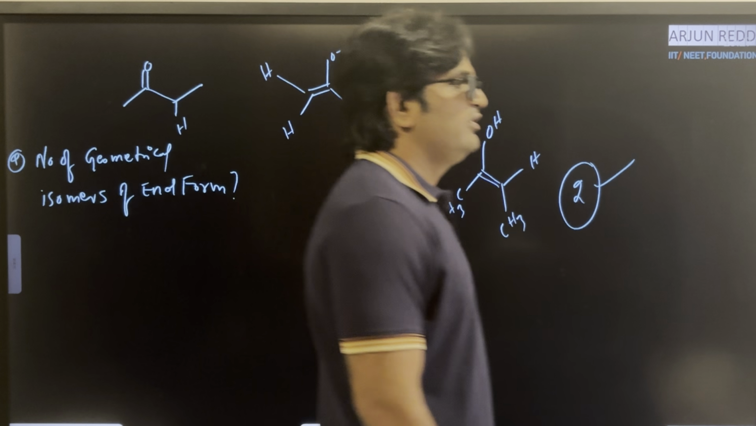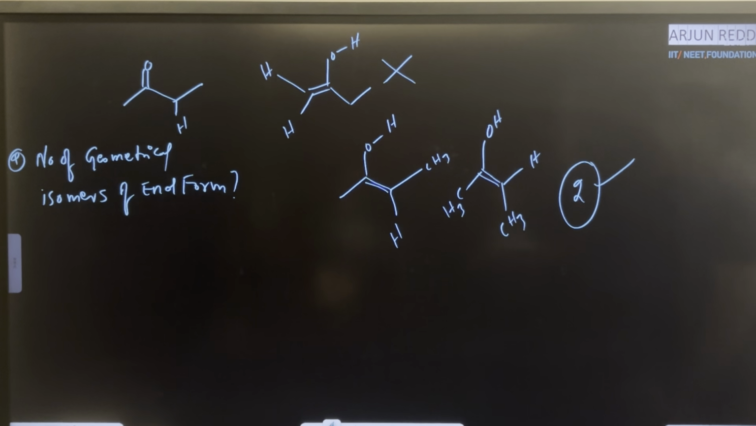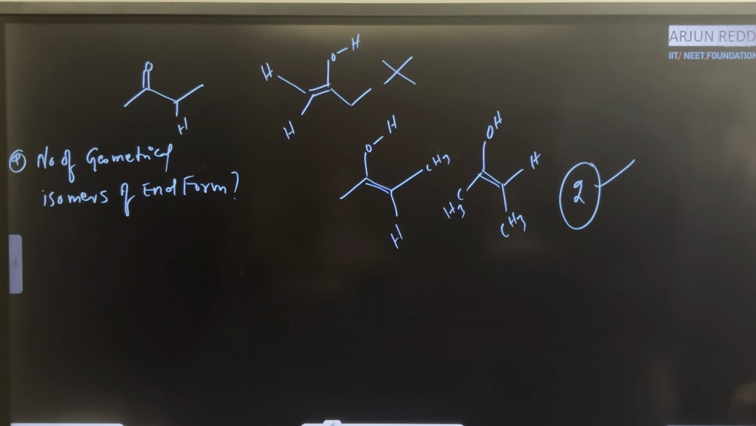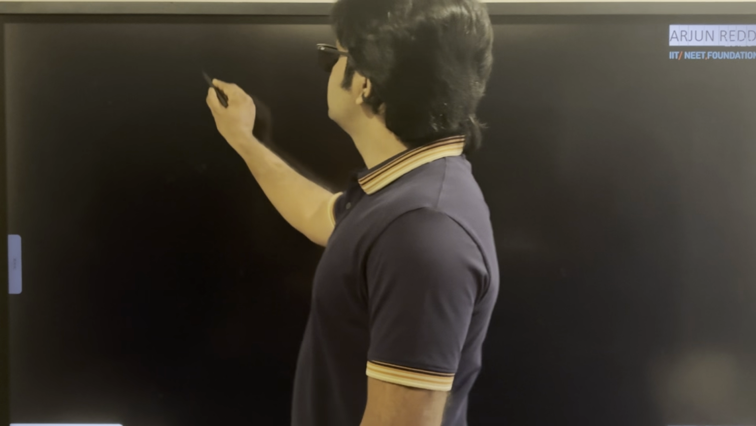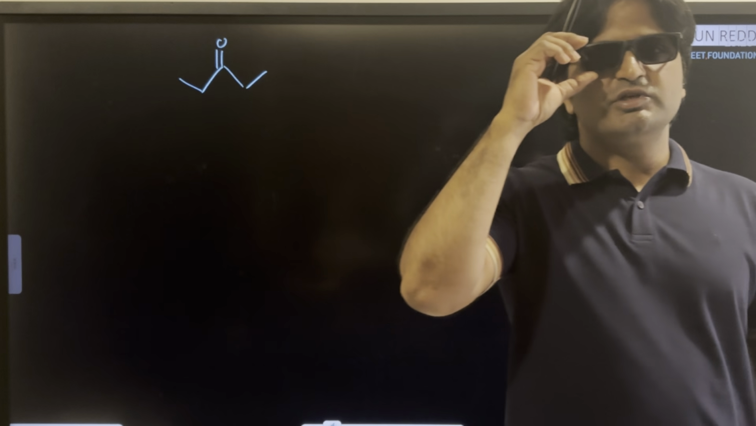There are a lot of ways to ask questions on keto-enol tautomerism. Yes, let me go to another example. Here this is the given molecule, a ketone is given and CH2, CH3. Same thing, how many geometrical isomers are possible in enol form?